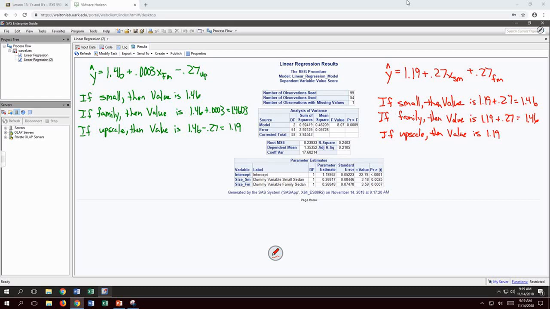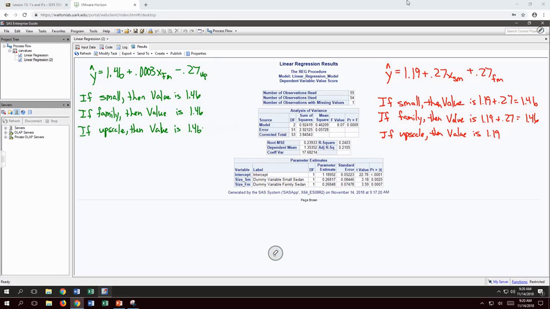So does it matter which way you do it? Which 2 of the 3 dummy variables you include? It doesn't matter. It doesn't matter which 2 of the 3. You can't include all 3. What happens if you do that? I love that you asked that question. Let's find out.